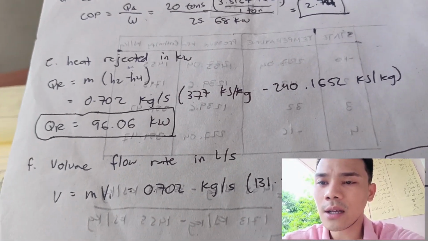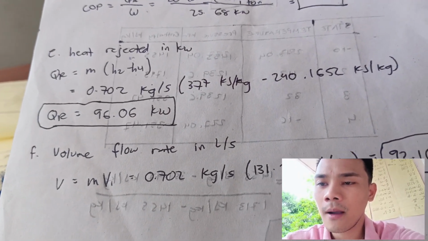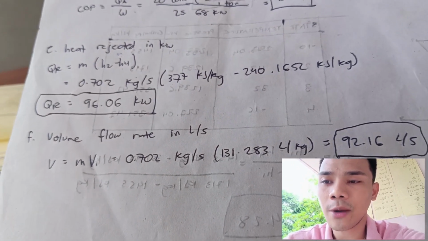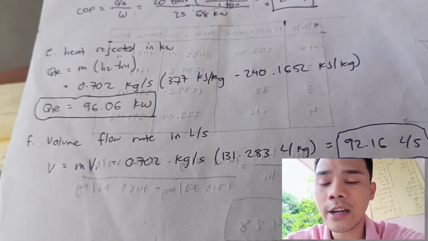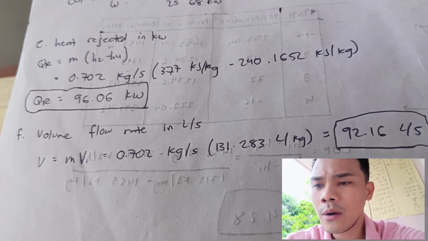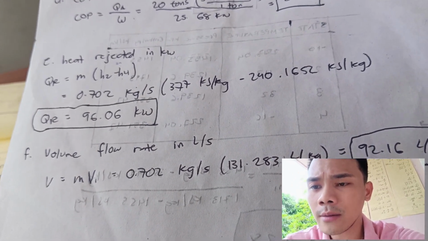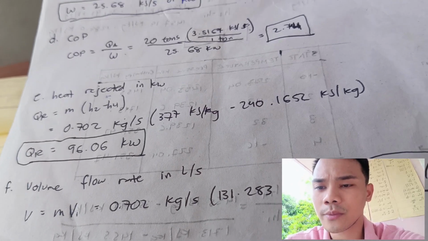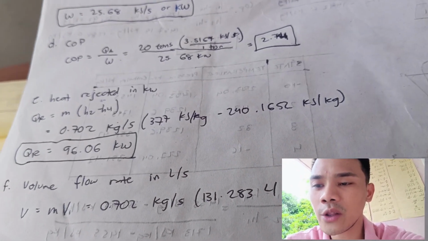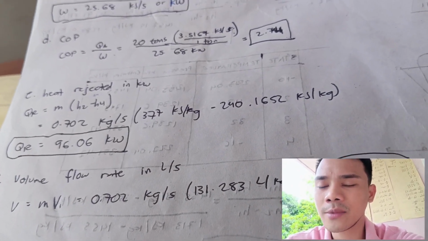Next we look for the volume flow rate. This is the last item, the volume flow rate in liters per second. To calculate that, we use the formula: the mass flow rate times the volume at our state 1. So we simply substitute.